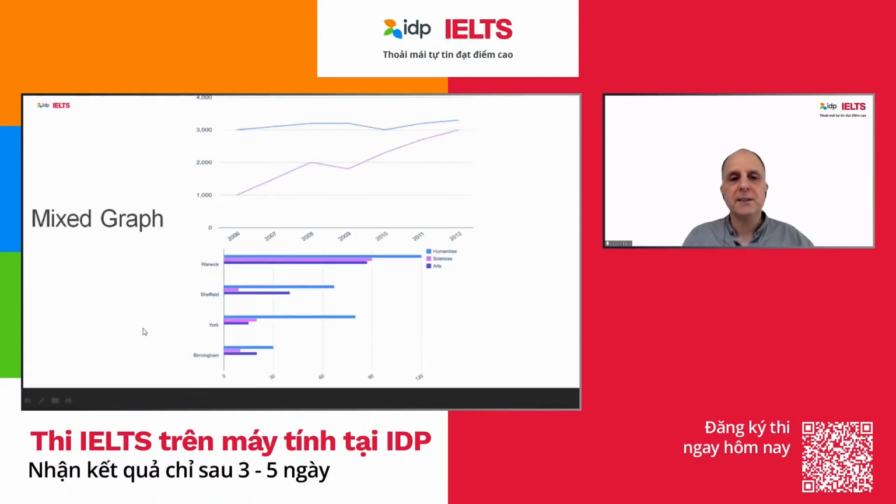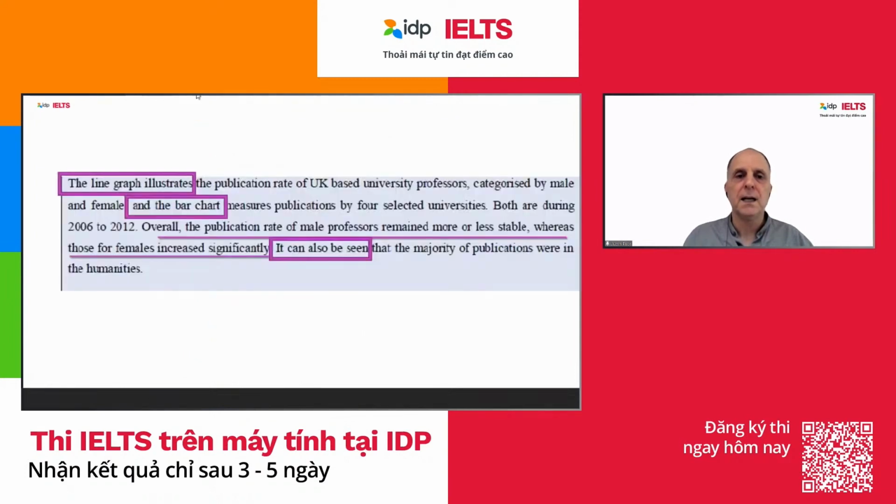Okay, if you get a mixed graph, this comes up quite a lot. And remember, with these, this basically means you've got to summarize even in a briefer way as well. But there's a big difference in this, and you need to paraphrase the task for both of them. So the line graph illustrates and the bar chart measures, and also you need to make sure that you have an overview for both of them.